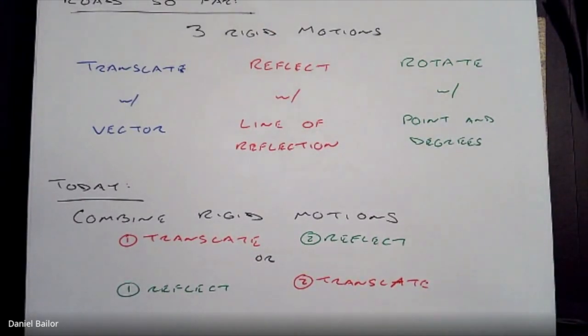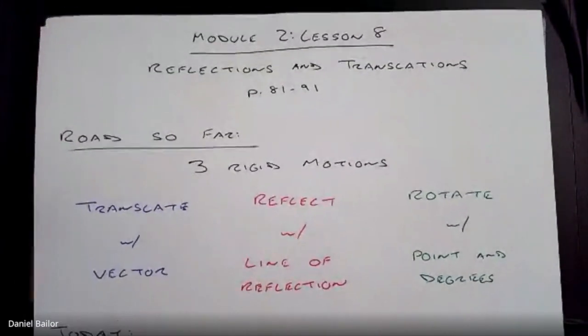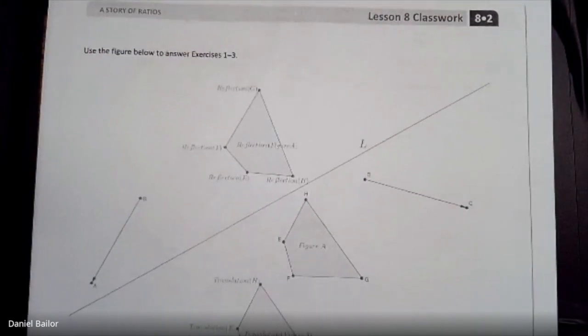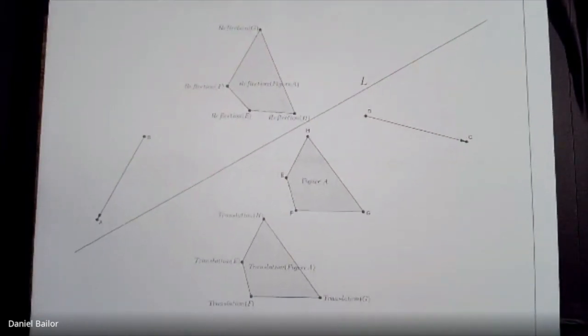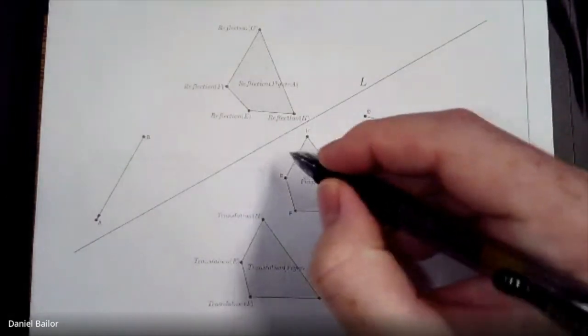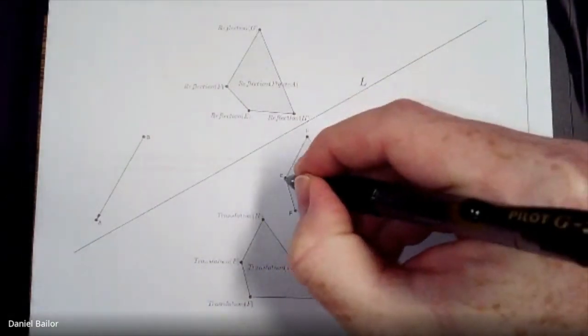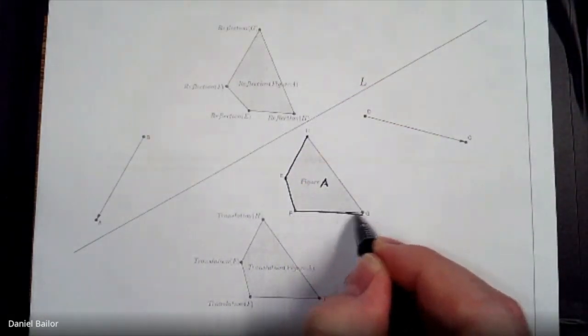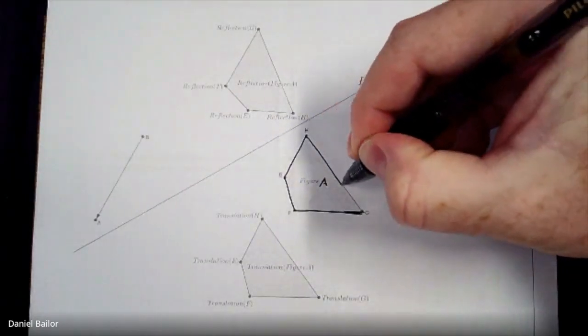Let's put the pen to the paper, and let's try this out. So go to page 81 of your textbook. Page 81 should look like this. You have a whole bunch of figures that have been reflected and translated. You have a few things. So let's just look and talk about what we have. We have the original image. This right here is the original. This is figure A on your paper. This is the original image, figure A.